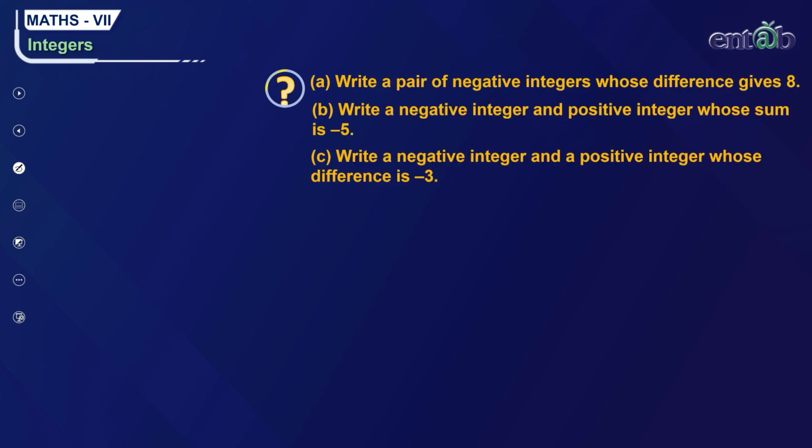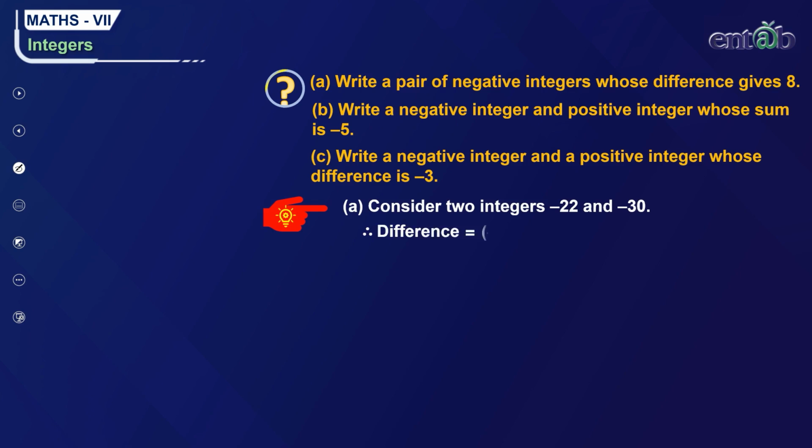Write a pair of negative integers whose difference gives 8. Write a negative integer and a positive integer whose sum is minus 5. Write a negative integer and a positive integer whose difference is minus 3. So, let's see. Consider two integers minus 22 and minus 30. Now, we need to find their difference. This difference is given as minus 22 minus of minus 30. By the concept of additive inverse, minus of minus 30 can be written as positive 30. So, minus 22 plus 30 gives the difference as positive 8.